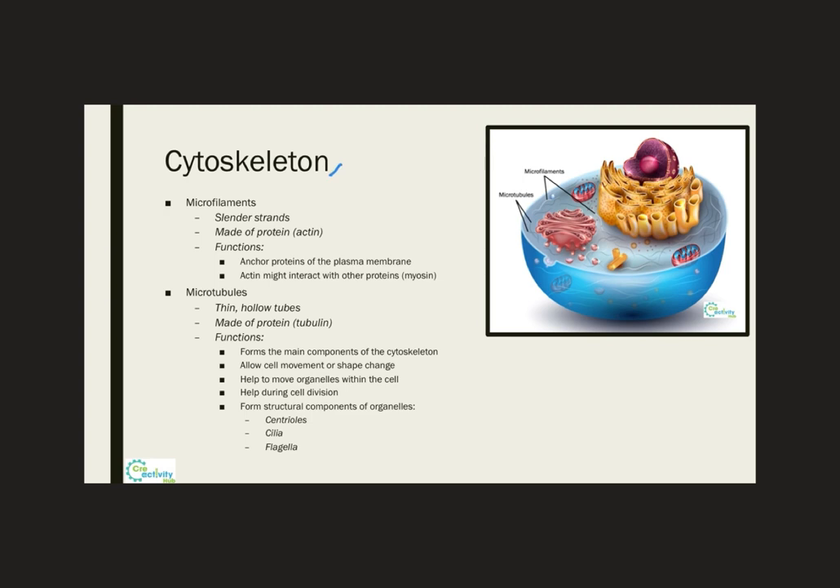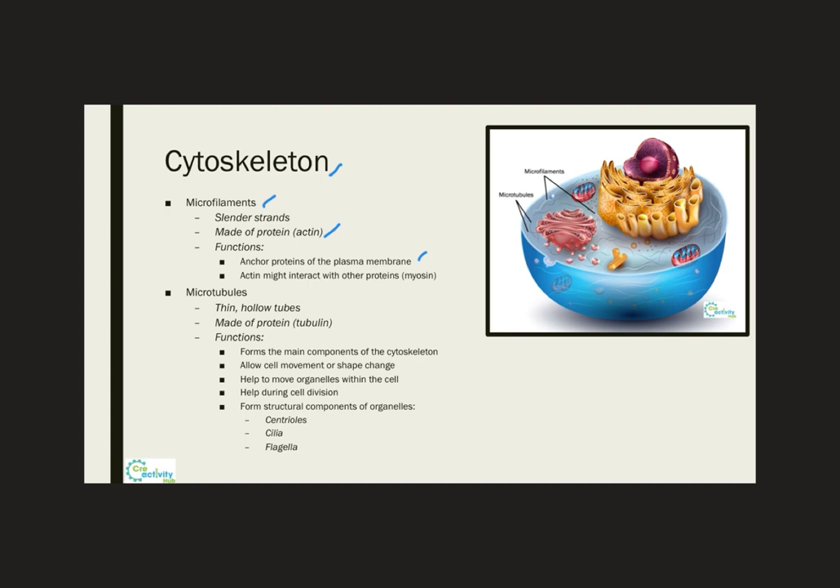The cytoskeleton includes the thread-like microfilaments, which are made mainly of a protein called actin. In terms of functions, the microfilaments will anchor the cytoskeleton to proteins of the plasma membrane, more specifically the integral proteins, which we already talked about. And this helps to stabilize the position of these membrane proteins. It also strengthens the cell and attaches the plasma membrane to the underlying cytoplasm.